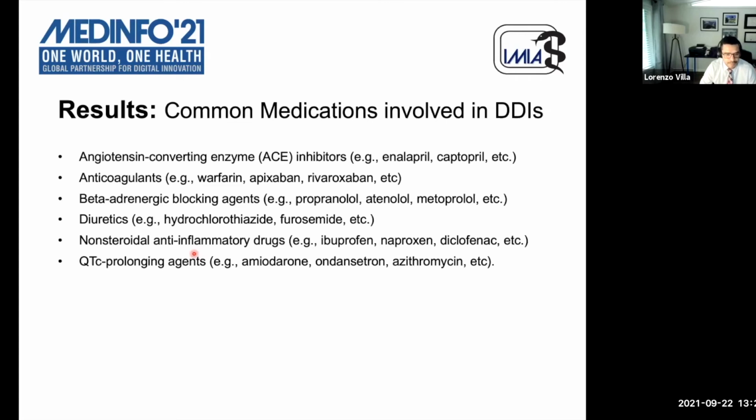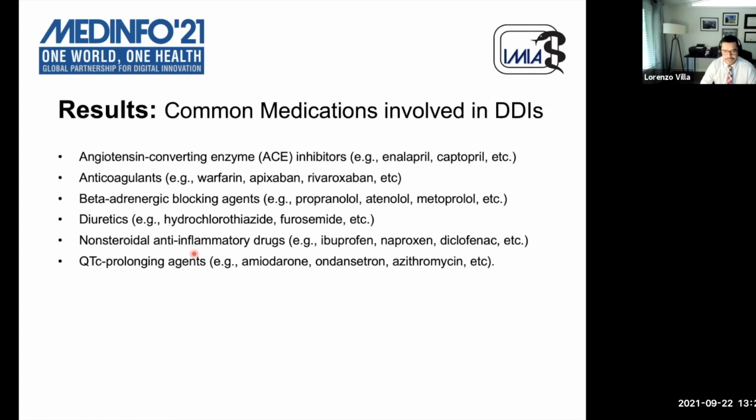So it's really important that you take a look at this list and realize, one, that most are cardiovascular medications, but second, that they are related to chronic patients.